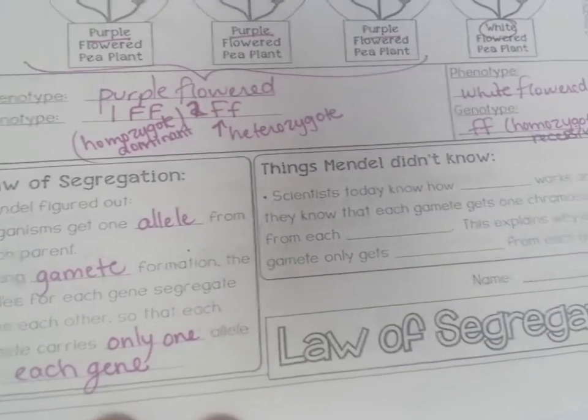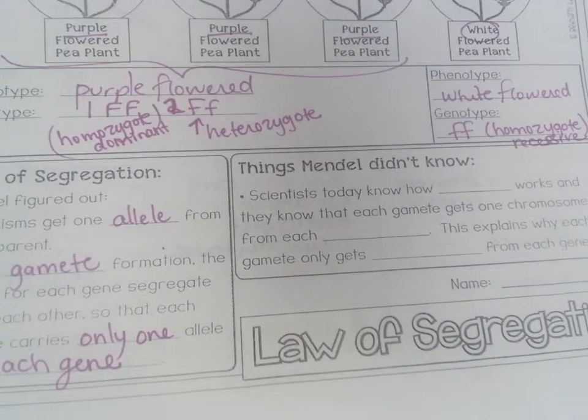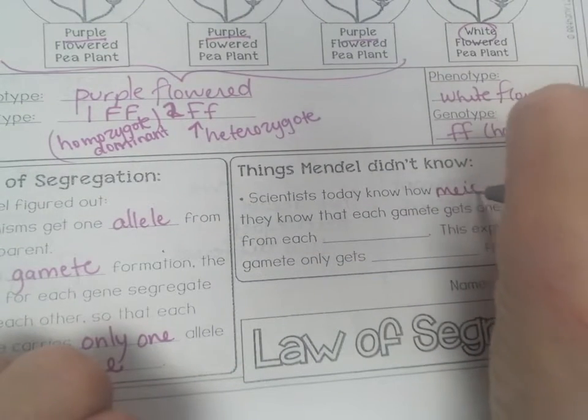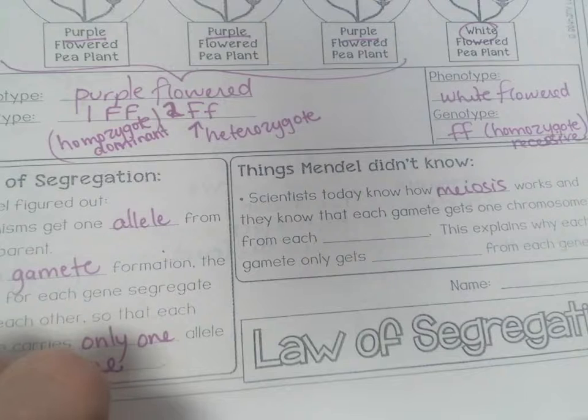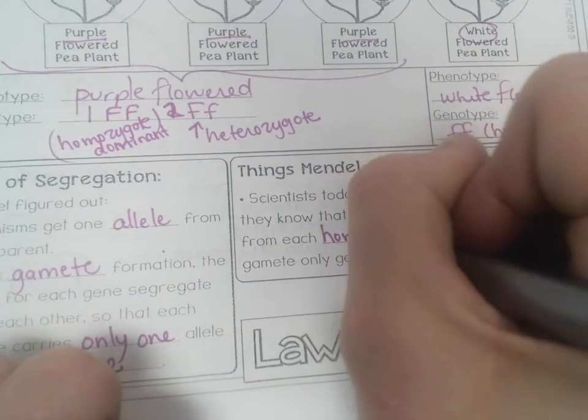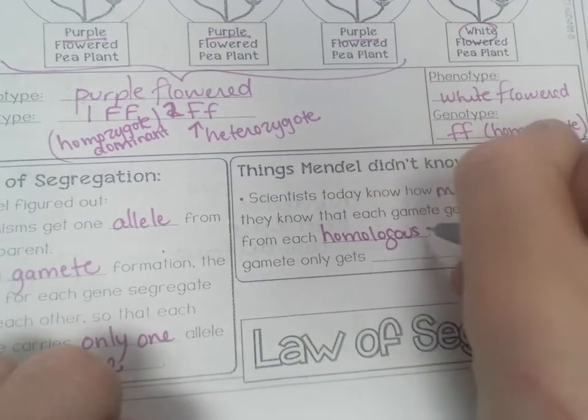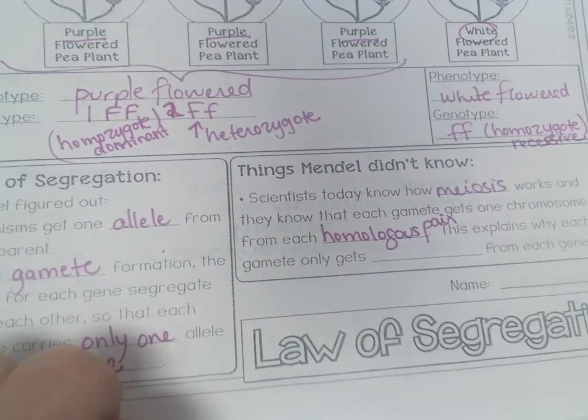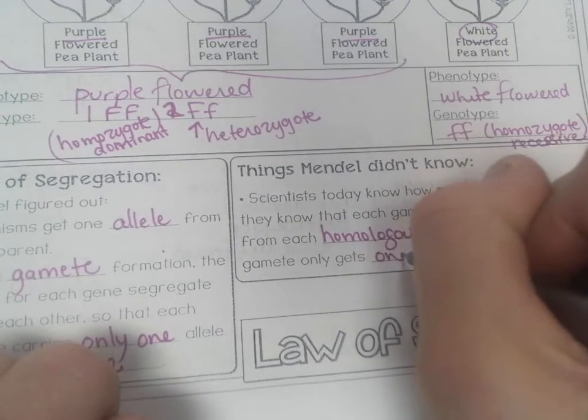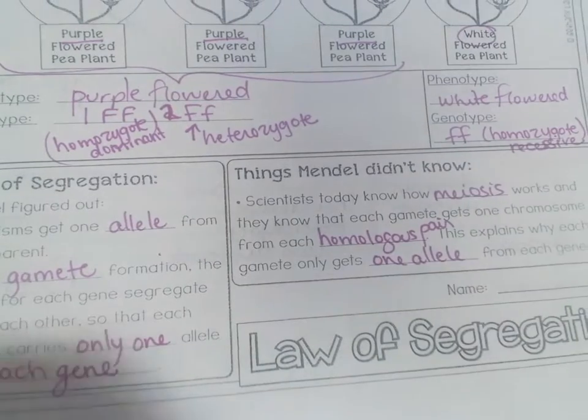So things that Gregor Mendel didn't know is that scientists today know how meiosis works, but he didn't at the time. And they know that each gamete gets one chromosome from each homologous pair. This explains why each gamete only gets one allele from each gene.